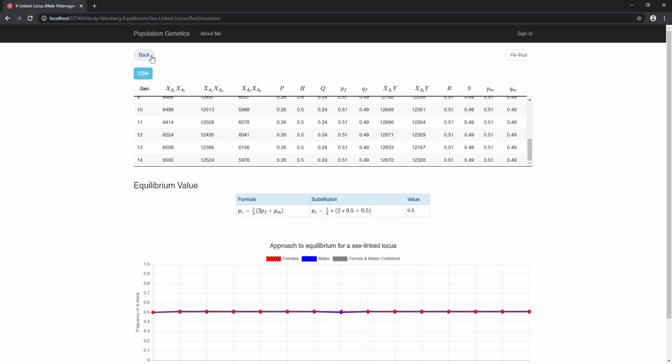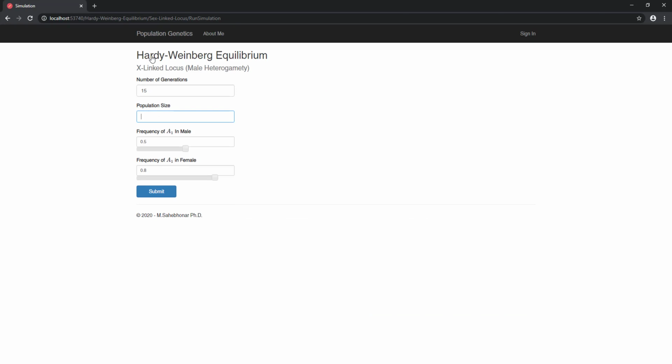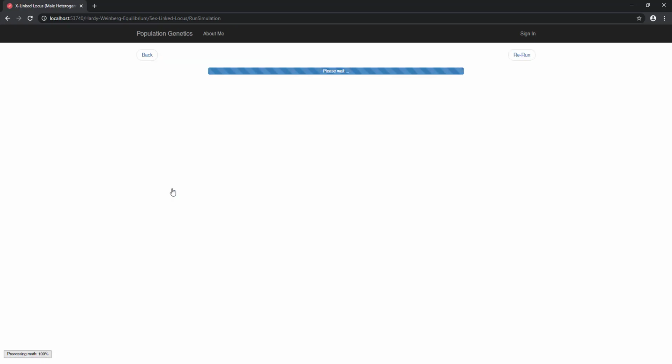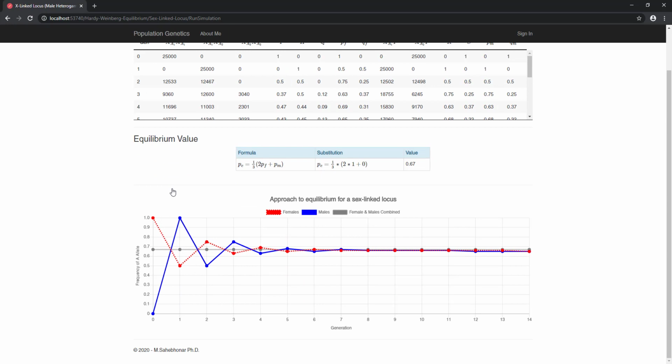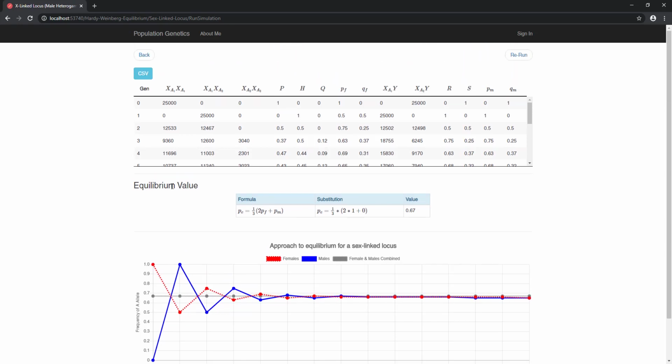Finally, I want to consider an extreme situation in which the A1 frequency in males is 0 and in females is 1. This case better depicts my aforementioned explanation about the change of allele frequencies between males and females. As the results denote, the population will gradually approach equilibrium.